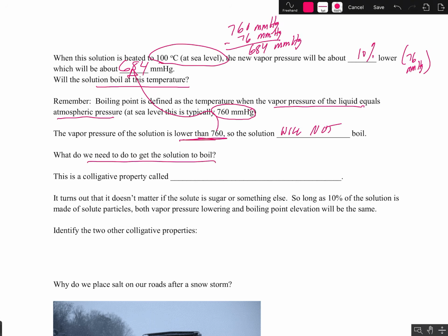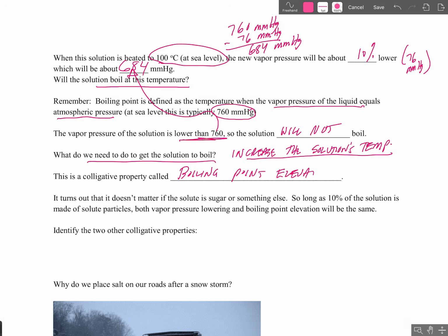What do we need to get that solution to boil? Well, we need to increase the solution's temperature. This is a colligative property called, you ready for it? Boiling point. Remember, we just had to increase that temperature, so it's called boiling point elevation. So, because the vapor pressure is lower, the boiling point is higher.